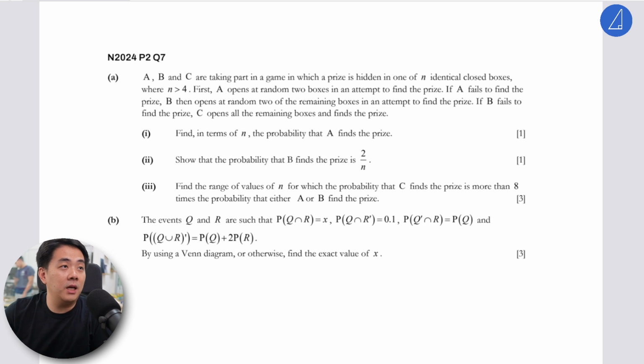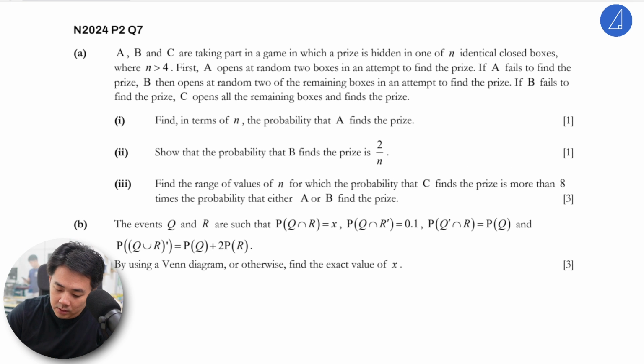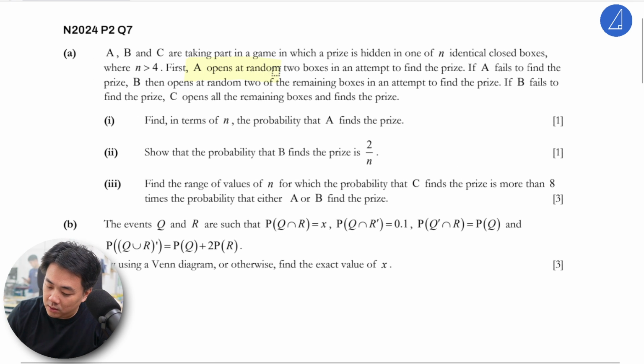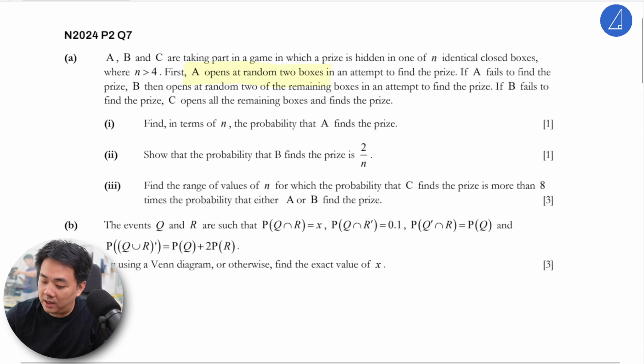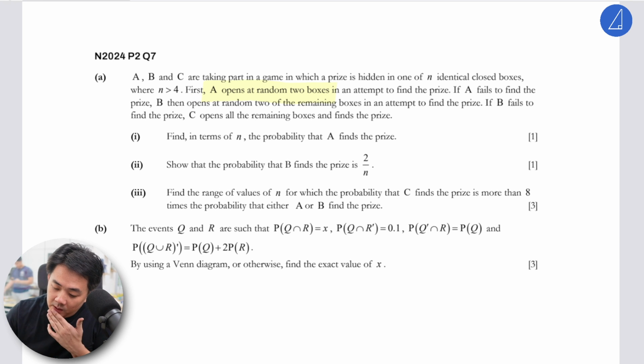So A, B, C are taking part in a game in which a prize is hidden in one of n identical closed boxes, where n is bigger than 4. So there's a sequence. A opens at random 2 boxes in an attempt to find the prize. Then B opens at random 2 remaining boxes in an attempt to find the prize. And if A fails to find, then only B opens.